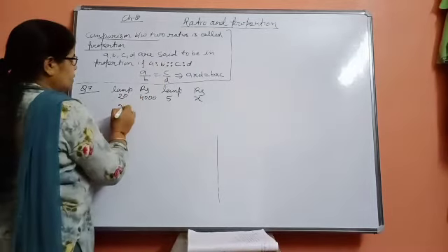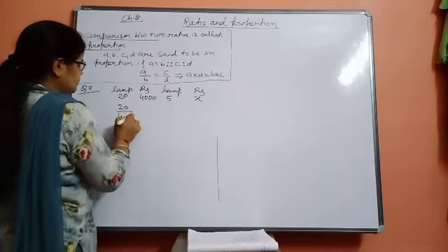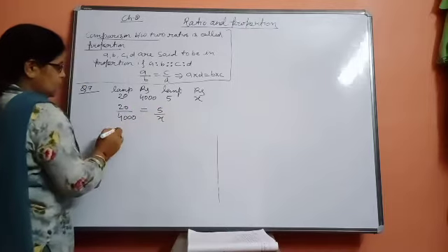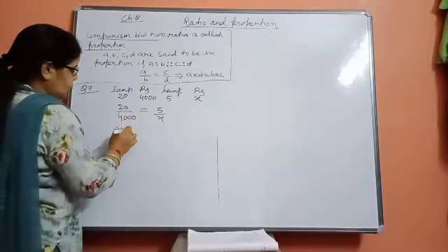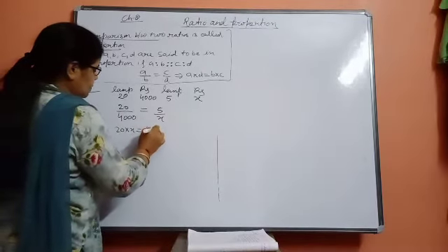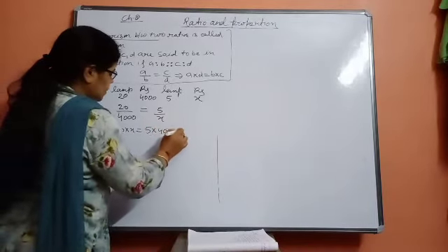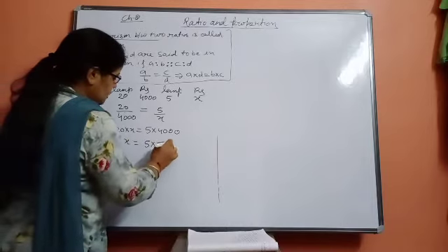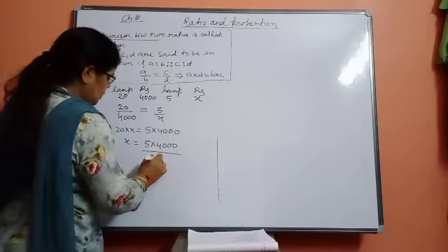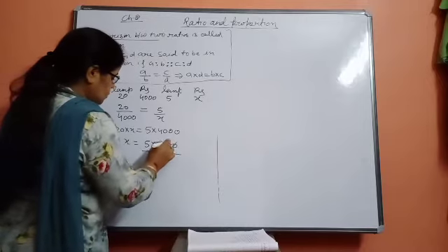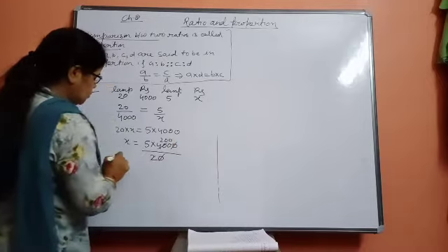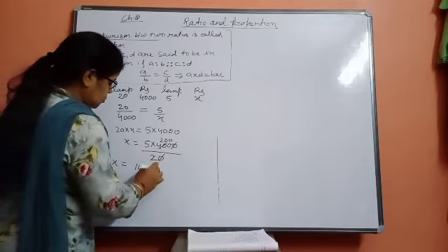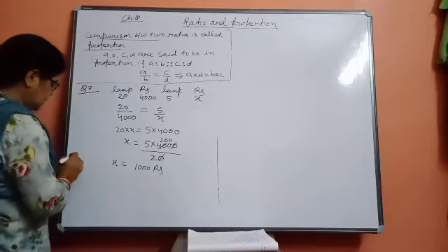20 upon 4,000 is equal to 5 upon x. Okay, so 20 into x is equal to 5 into 4,000. Do the cross multiplication. So x is equal to 5 into 4,000 upon 20. 2 twos are 4. So x is equal to 2 fives are 10. 1000 rupees will be the cost of 5 lamps.